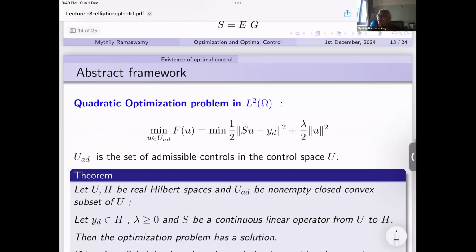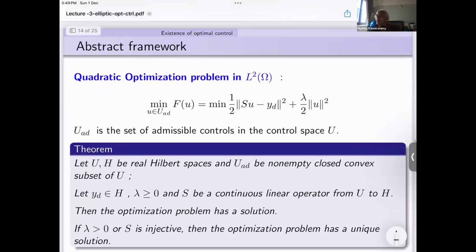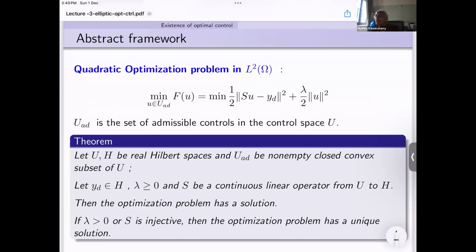If I plug it into the abstract framework, I have a function capital F of u to be minimized over all u in a set of admissible controls. What is that? Half of the norm of S u minus yd squared, plus lambda by 2 times the norm of u squared. So now the right-hand side is completely a function of u.